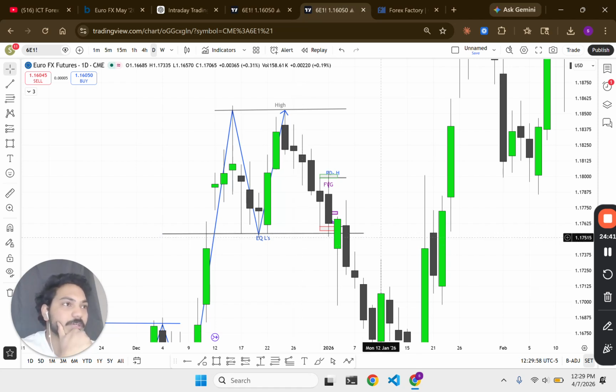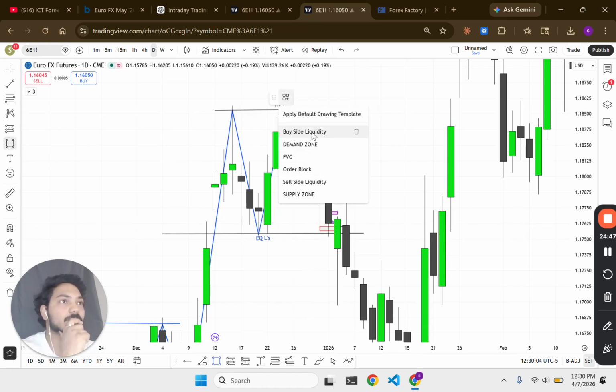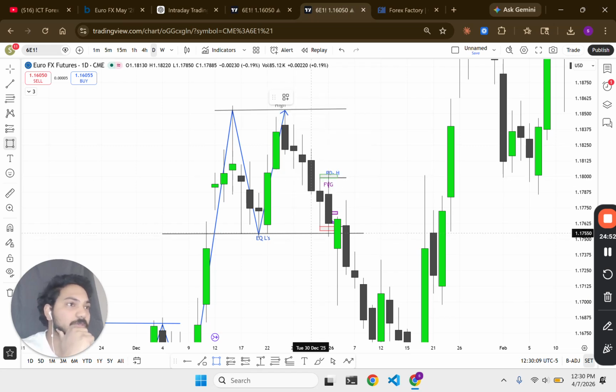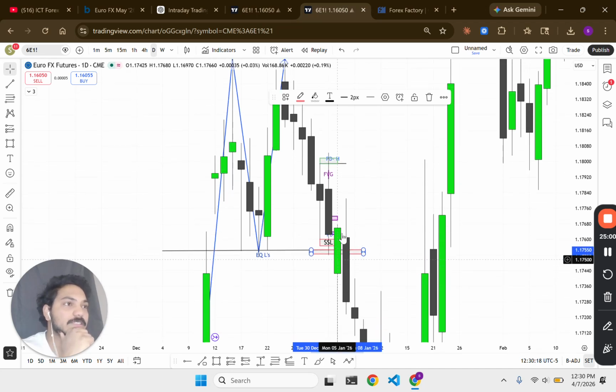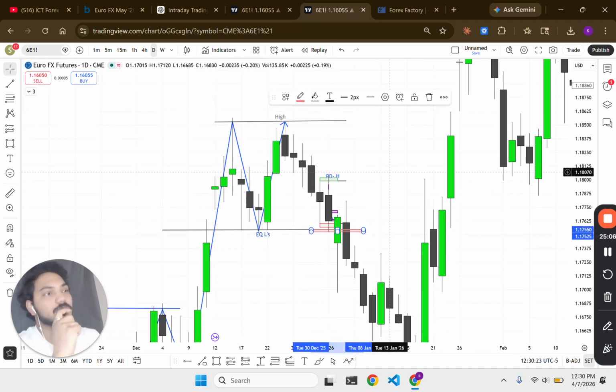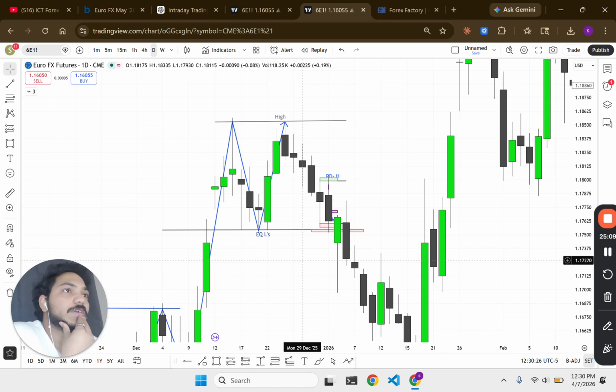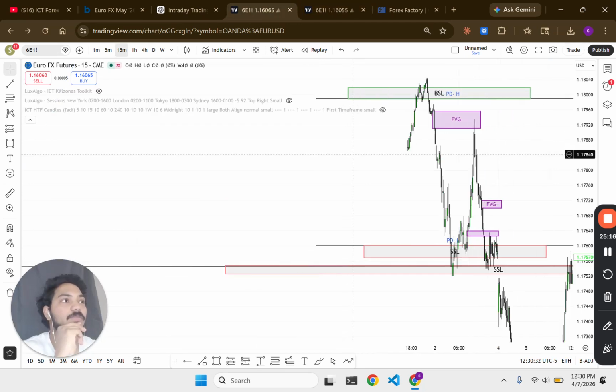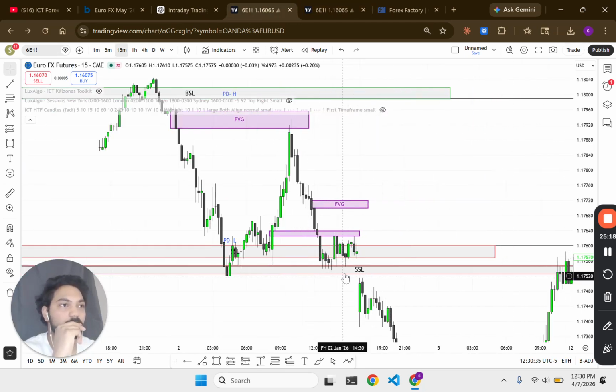So it will try to, this will be sell side liquidity here as well below this. So it will try to collect these orders as well. So it will definitely hit through this. So just remember that there will be stacked orders below this, sell stops. Okay, so this is sell side liquidity again.